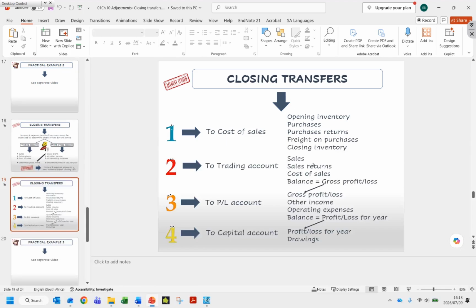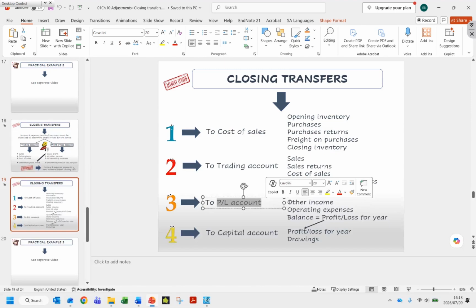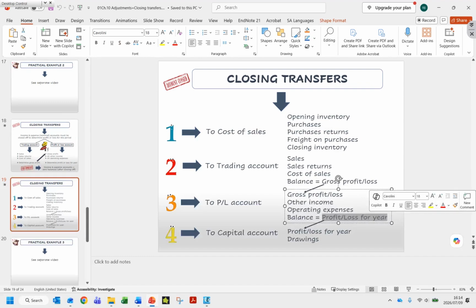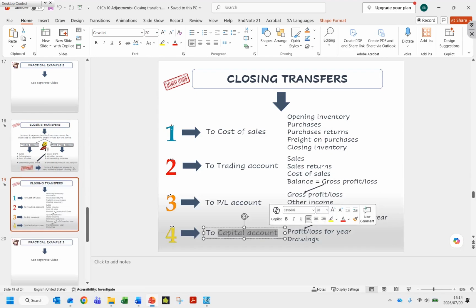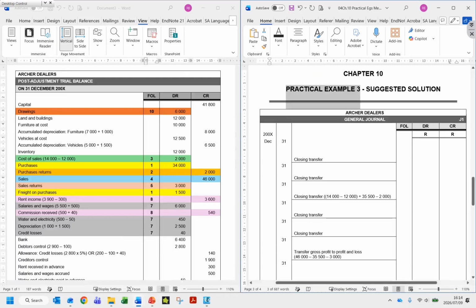Cost of sales is then closed off to the trading account, as well as sales and sales returns. The sales and sales returns give us net sales, minus cost of sales gives us the gross profit for the year. This gross profit is then transferred to the profit or loss account, as well as any other income that the business may earn, as well as all the operating expenses. When this account is balanced, it then gives the profit or the loss for the year, depending on whether it's a debit or credit balance. That profit or loss for the year is then transferred to the capital account, and the last closing transfer is then to transfer drawings to the capital account. So these are the closing transfers that we are going to do now.